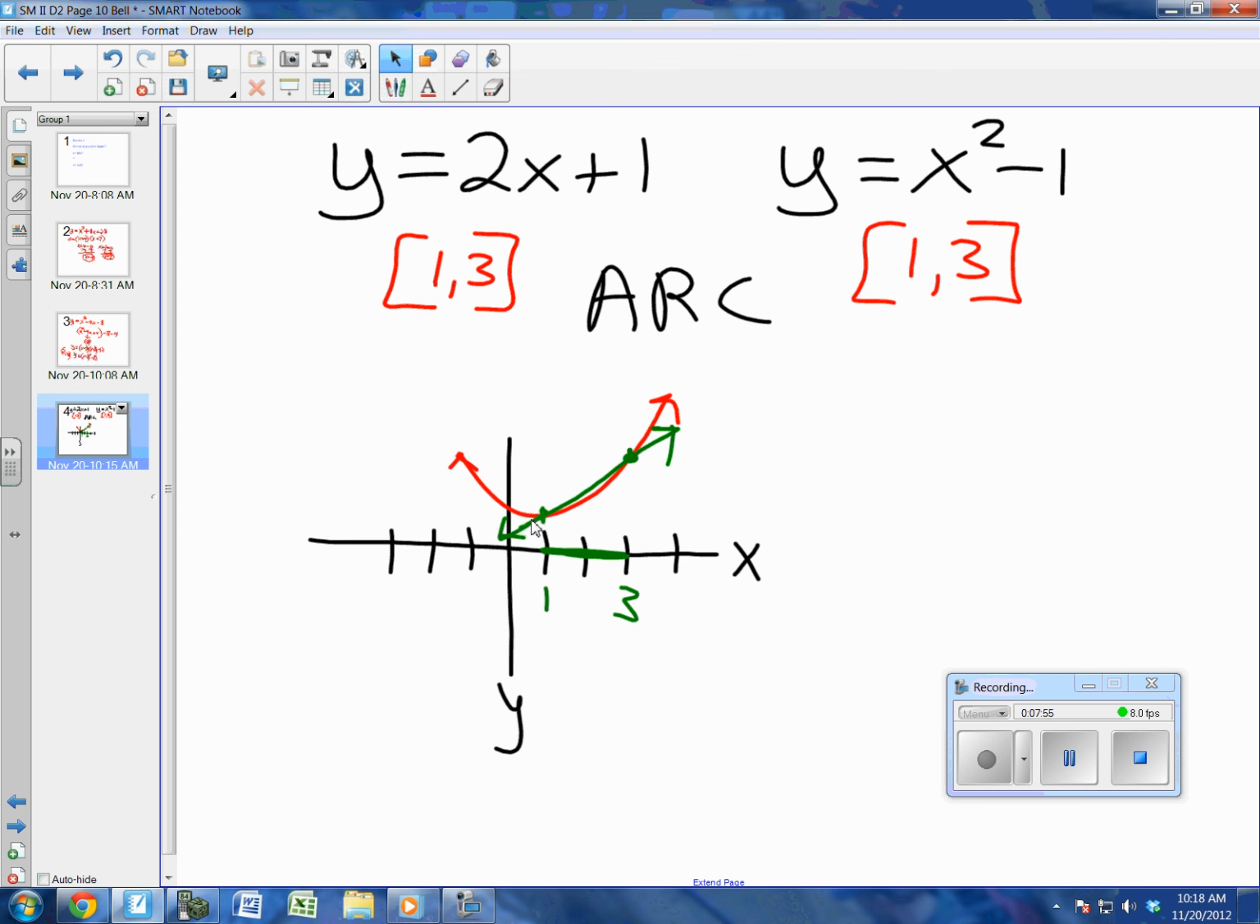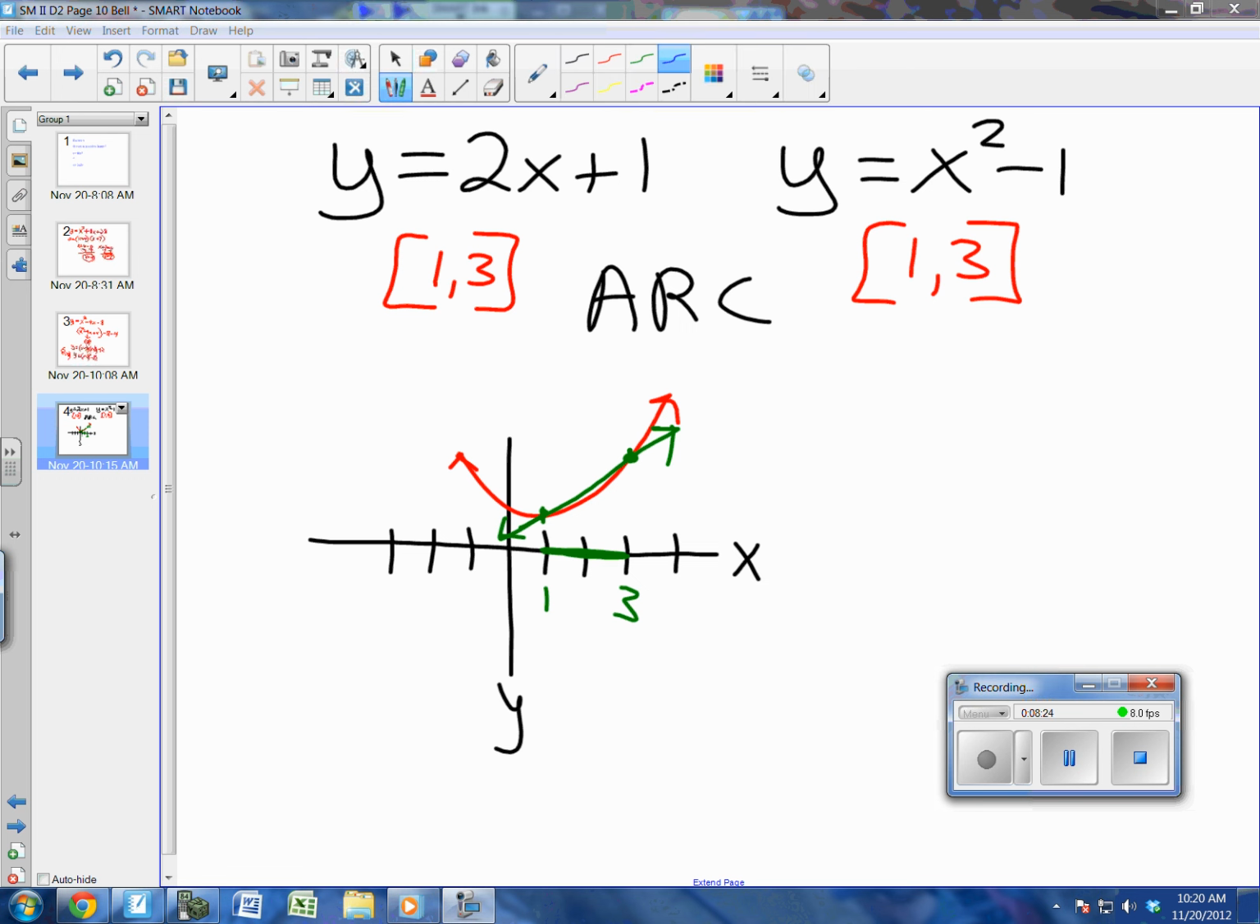Because I'm doing it on the interval 1 to 3, I want to know the slope between 1 and 3. Got that? That's what we mean by average rate of change. Average rate of change means to find the slope. The interval is the x numbers, which I'm going to find the slope from where to where. Okay? All right, let's check to see how you guys did. Okay, I'm going to erase this.